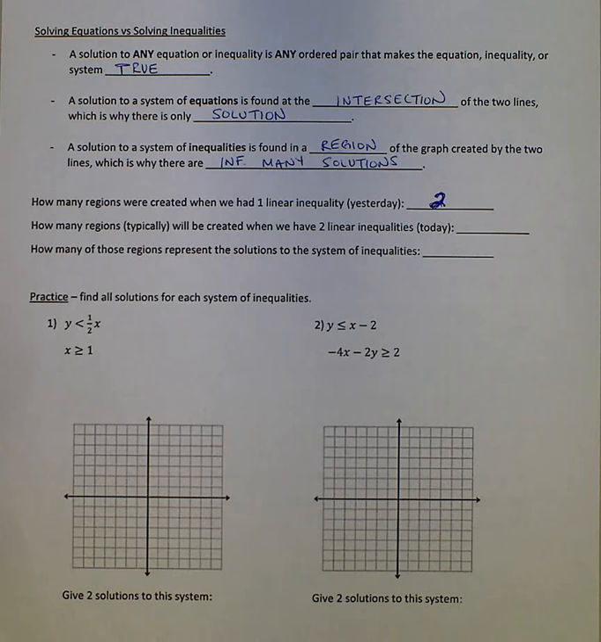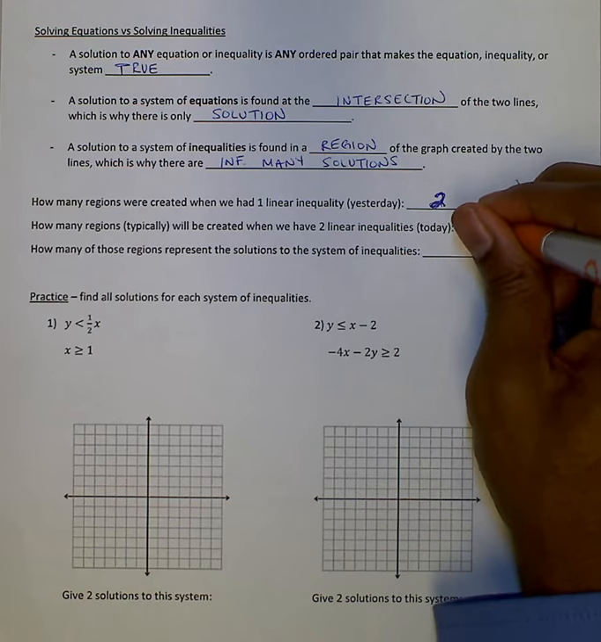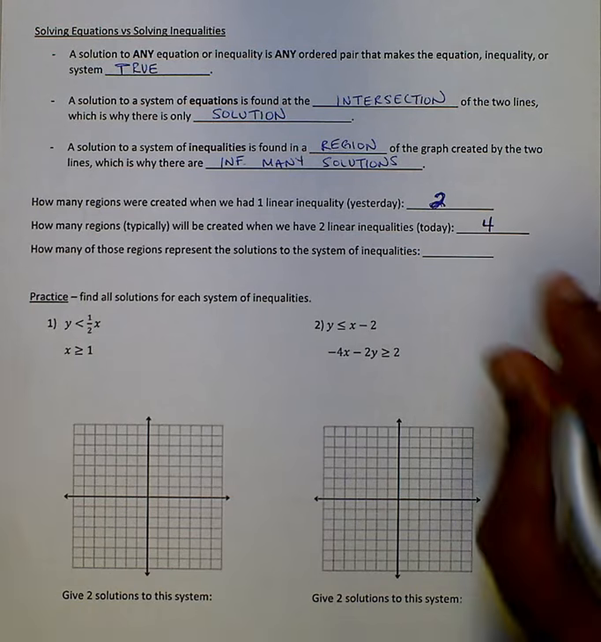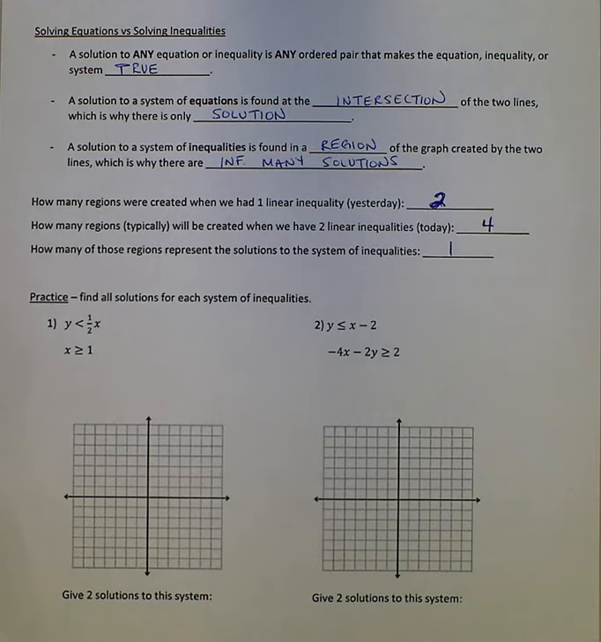Okay, how many regions typically will be created when we have two linear inequalities? There will be 4. Typically there will be 4. Okay, so basically we have two lines, so two regions each, 4. And how many of those regions represent the solution to the system of inequalities? 1. Okay, so let's look at that in these examples at the bottom.